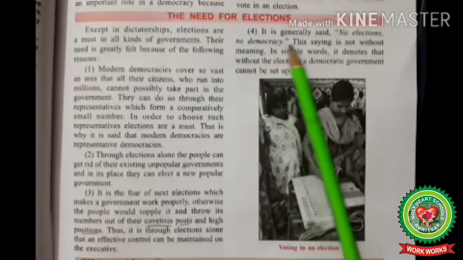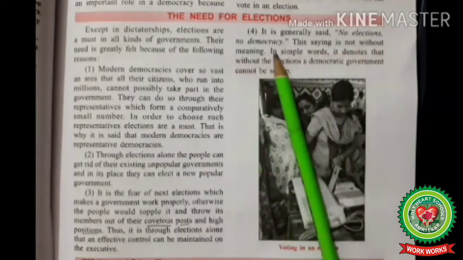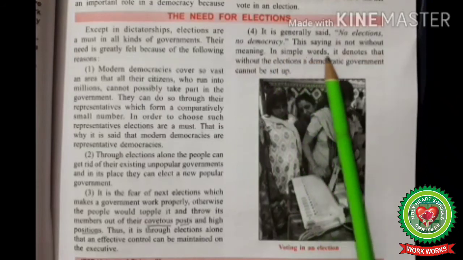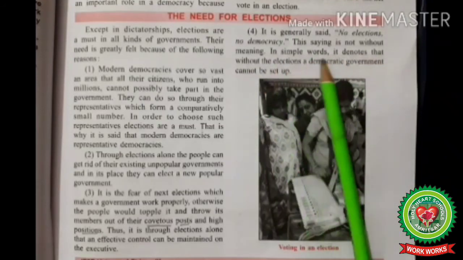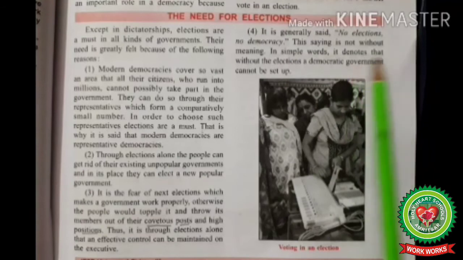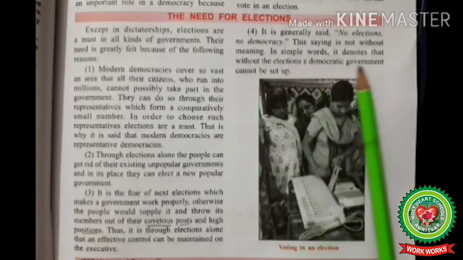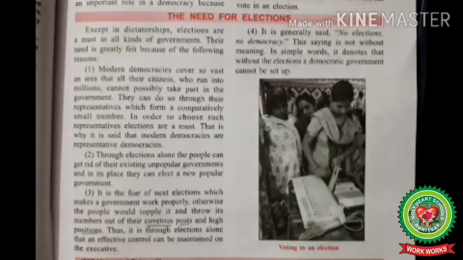Number 4. It is generally said, no election, no democracy. This saying is not without meaning. In simple words, it denotes that without the election, a democratic government cannot be set up. It means election is a very eminent feature of the democratic form of government. It is rightly said that no election, no democracy. For a democratic form of government, election is important.